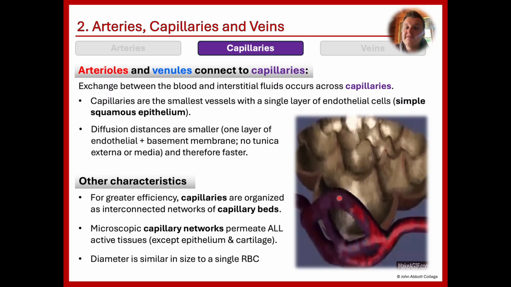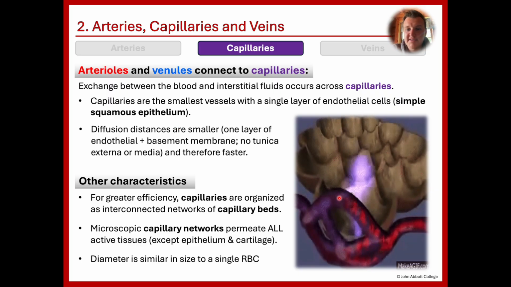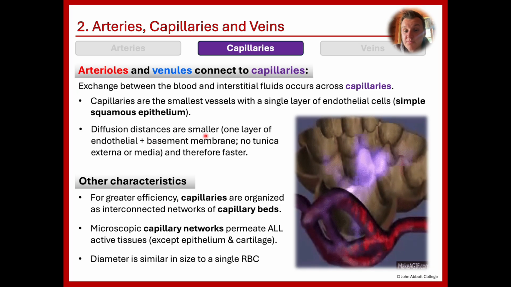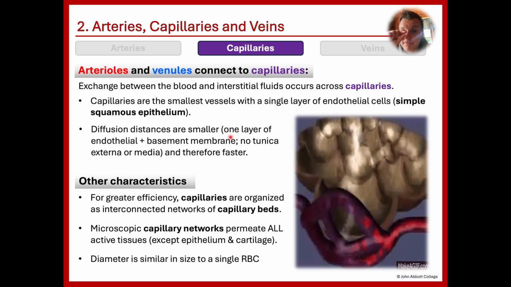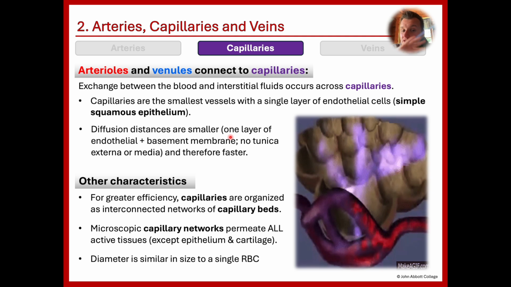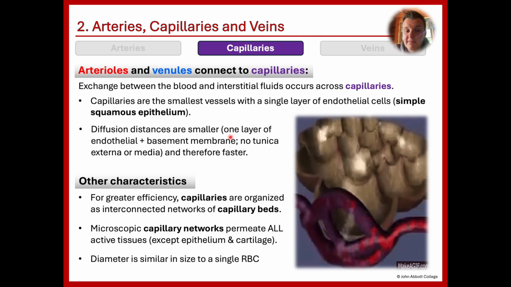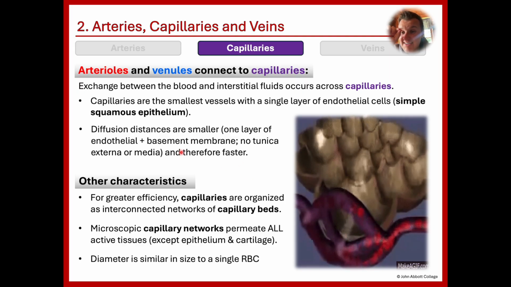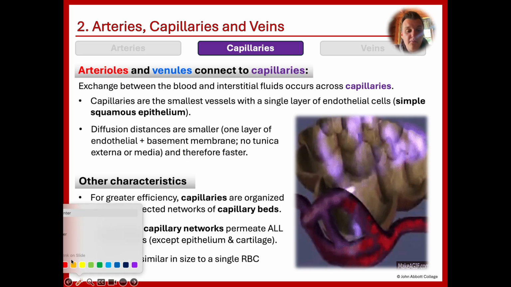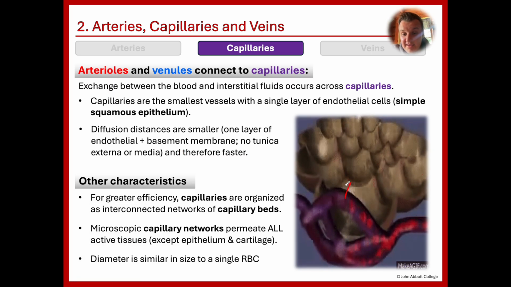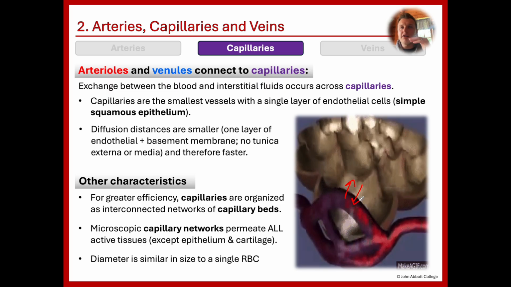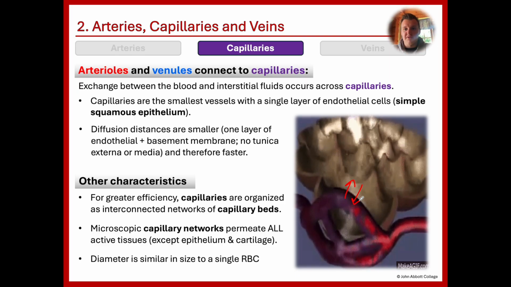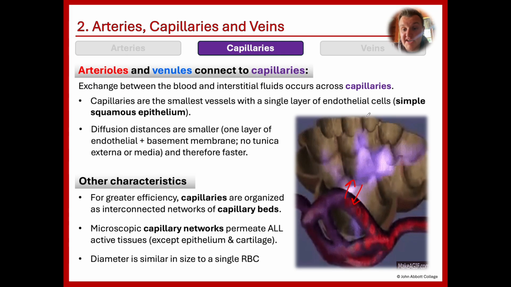And the reason for that, why it's so thin and delicate, is because it wants to have diffusion distances as small as possible. Only one layer of little endothelial cells and a basement membrane. No tunica externa, no tunica media over here. And that makes it a lot faster, right? So it just has that tiny little distance, because the whole point of capillaries, right, is so that things can exchange across them. In the arteries, we don't want necessarily exchange. We want it just to be carried down to the capillaries, right? But here we want to exchange between tissues.